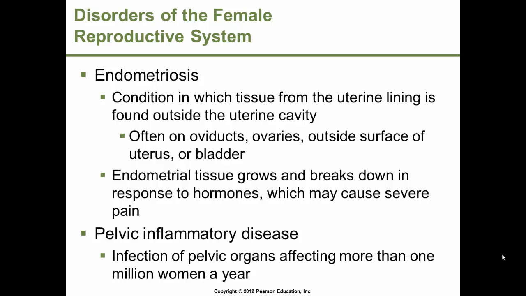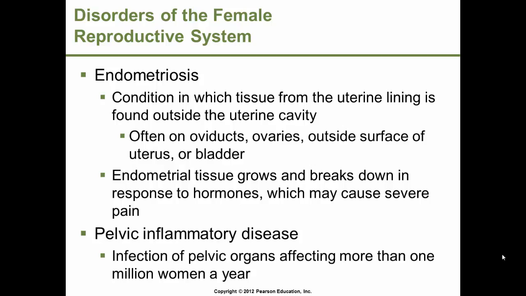Endometriosis is a condition in which tissue from the uterine lining is found outside the uterine cavity. Endometrial tissue, regardless of wherever it is, grows and breaks down with the menstrual cycle hormonal changes. Women with endometriosis have a more difficult time becoming pregnant. This is because the endometrial tissue may block the oviduct or even coat the ovary.